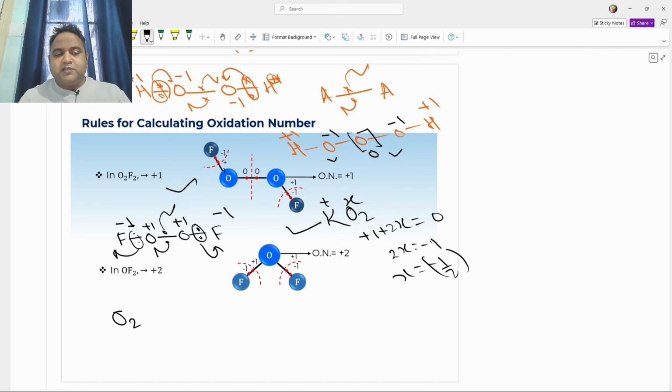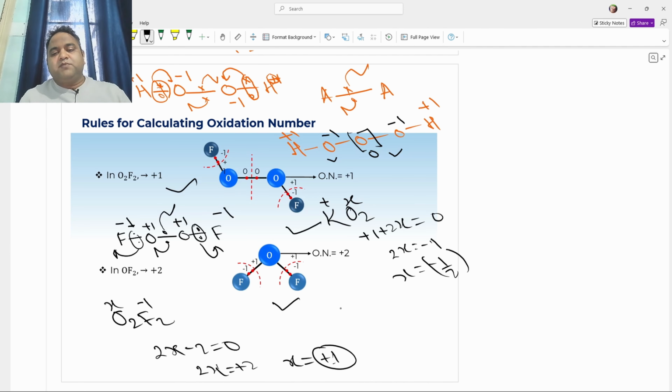Mathematically also we can calculate this for O2F2. We take oxygen as x, and fluorine minus one. So 2x minus 2 is equal to 0. So 2x is equal to plus 2. Now x is equal to plus 1. In this case, what happens when oxygen is bonded to two fluorine atoms? Both fluorines are very strong, more electronegative elements. Both the electrons will be counted towards fluorine only. So fluorine will carry minus 1, this side minus 1, and oxygen is going to carry plus 2.